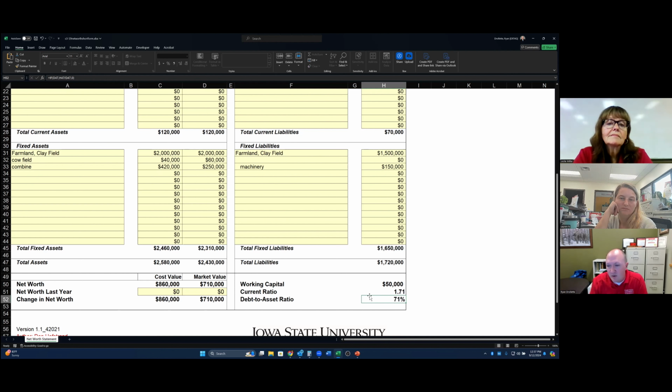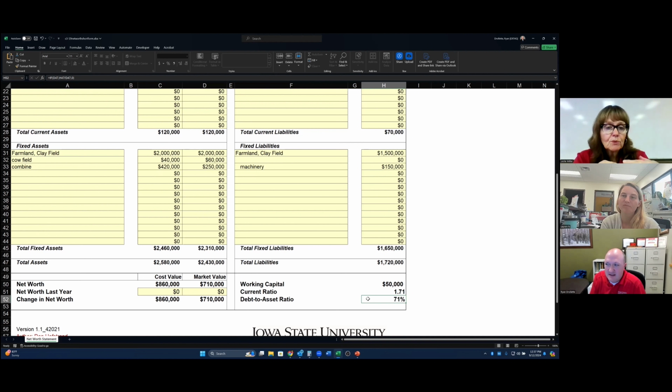So Leslie, quick question for you. You said for debt to asset ratio, the lower that number, the better off I am. If I've got a 71% debt to asset ratio, as a banker, what would you tell me? I would be a little leery of the amount of debt you had. But again, I think it's very dependent on what your actual payments are and your ability to handle those payments.